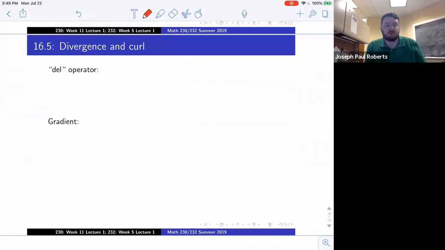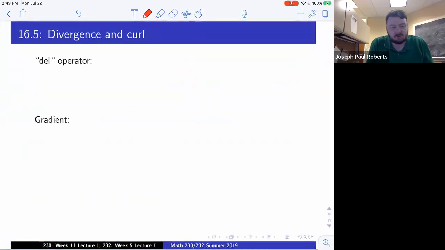So 16.5 talks about some stuff called divergence and curl. And so don't freak out. This is not the 141 version of divergence, convergence, divergence of series, which, I don't know, some of you might still be traumatized from. But don't worry, we're not talking about that concept of divergence at all. It's a much easier concept.